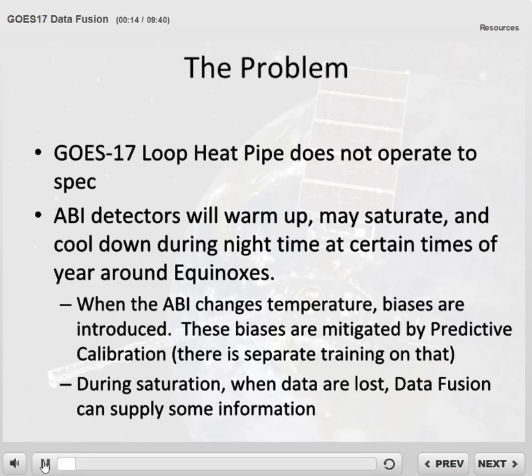The Advanced Baseline Imager, the ABI, on GOES-R includes a loop heat pipe that moves heat away from the sensor. On GOES-17, the loop heat pipe does not operate at full capacity, allowing solar forcing to heat the ABI instrument. The instrument changes temperature, which is a calibration challenge, and the individual sensors can ultimately saturate. The calibration challenge is mitigated by predictive calibration. Fusion supplies information when the ABI detectors saturate.